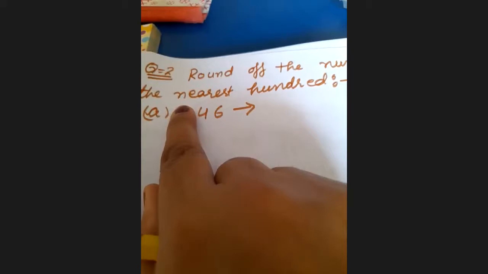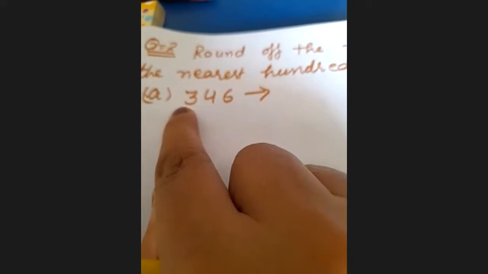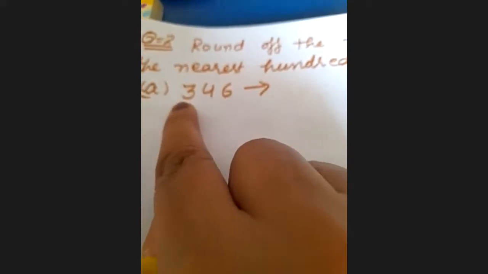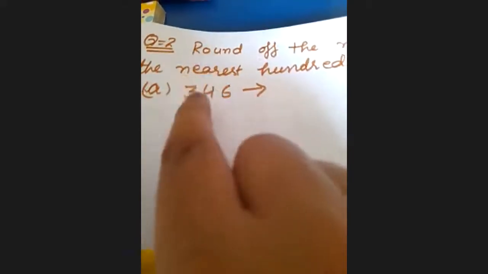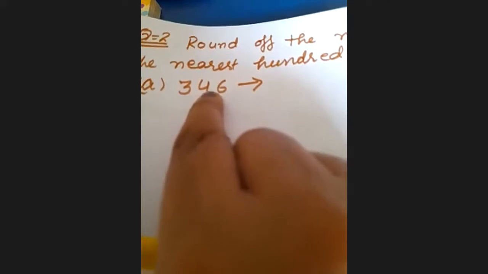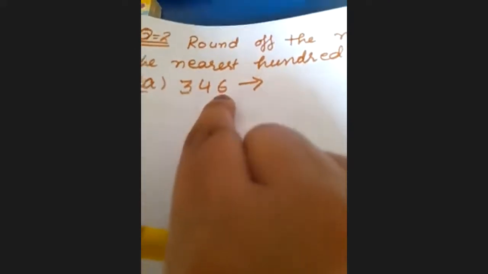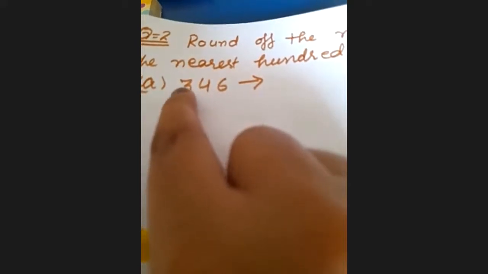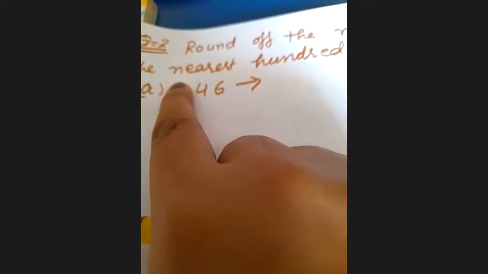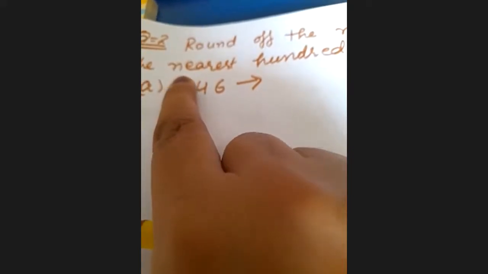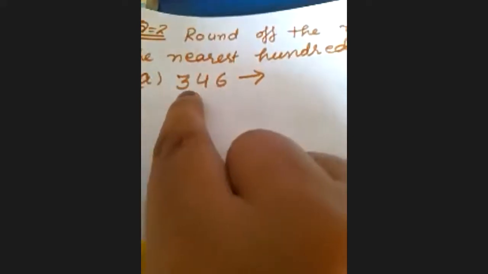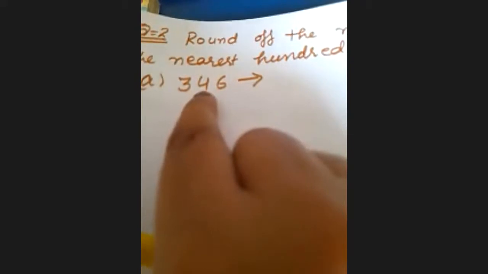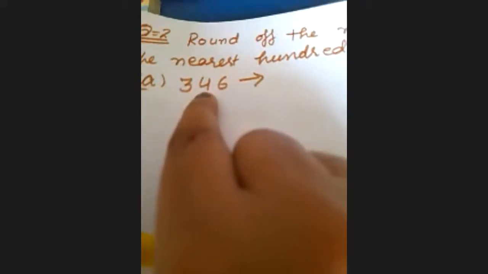Yes, friends, if your next number is 5 or greater than 5, the nearest value will be 400. So 300 goes to 400, one step more. It's very simple, friends. If this number is less than 5, then the nearest value stays as it is, 300.